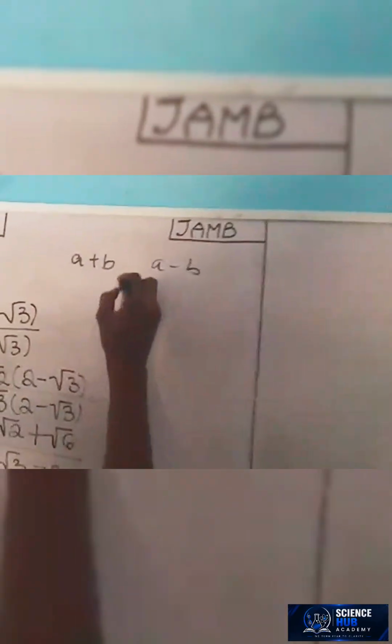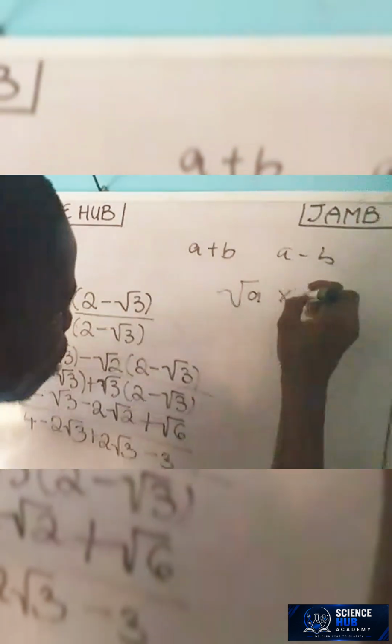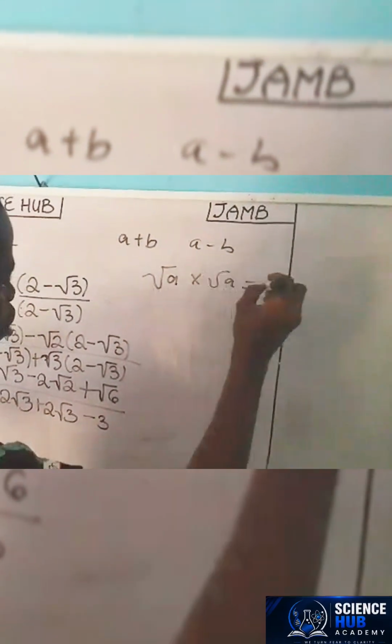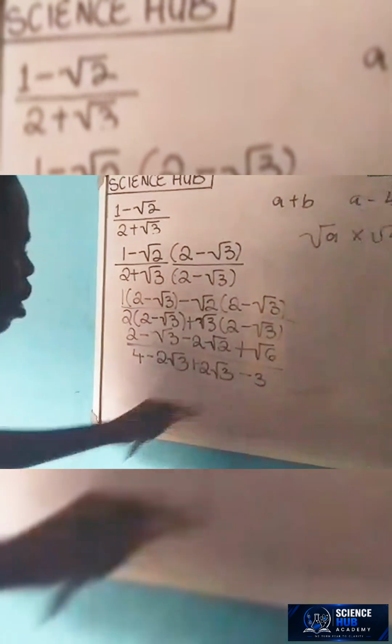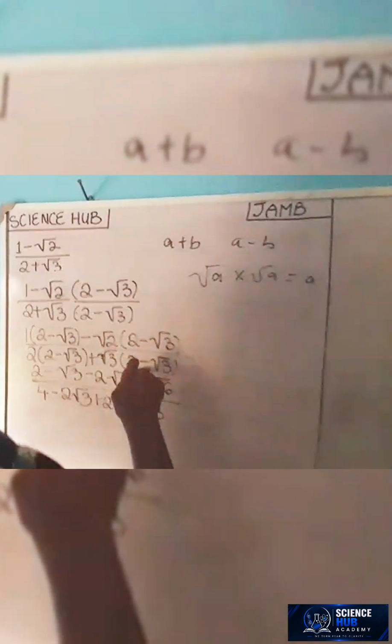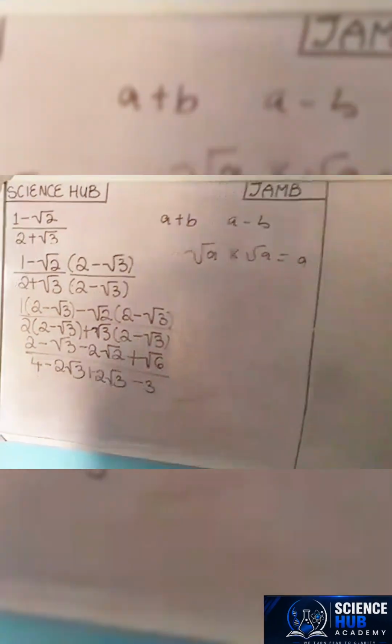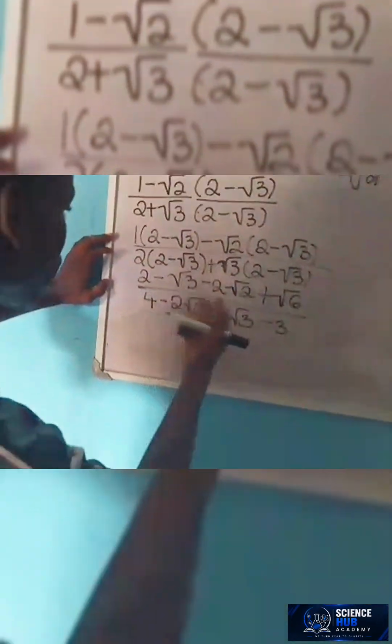Minus 3. Now, you know from our normal mathematics that when you have square root of a times square root of a, the answer is going to be a. That's the same thing I did here. Now, here you can see that I have minus. Why? Because it was a minus sign. A plus times minus is what? Minus. Now, let's proceed. We can see here that there is no like term.